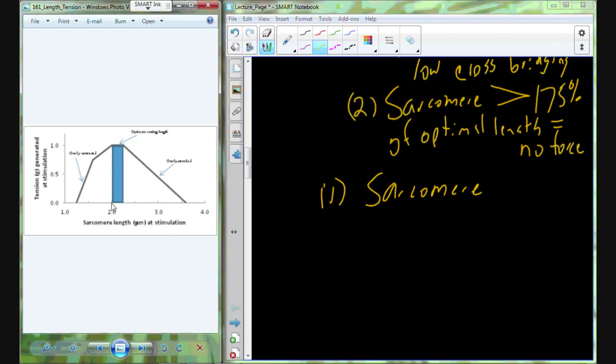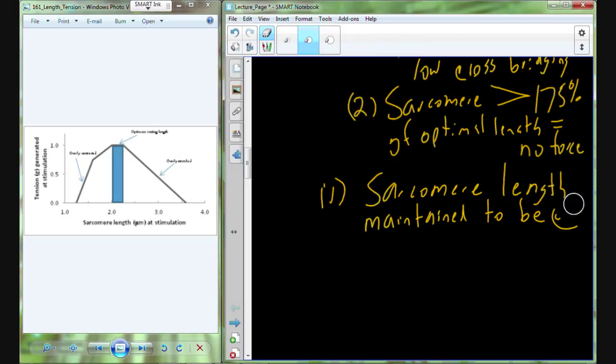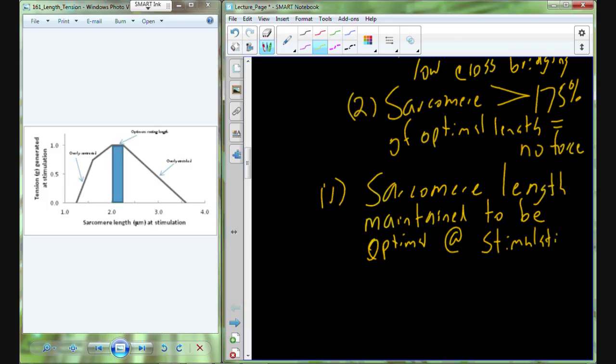Notice that we have a window, and it's not just a single point, it's actually a window where we have optimal resting length of the sarcomere leading into stimulation. And in fact, the sarcomere length in a living individual, a living organism, is going to be maintained at that optimal length, or within that optimal length range for stimulation. So the sarcomere length is maintained to be optimal at that point of stimulation.